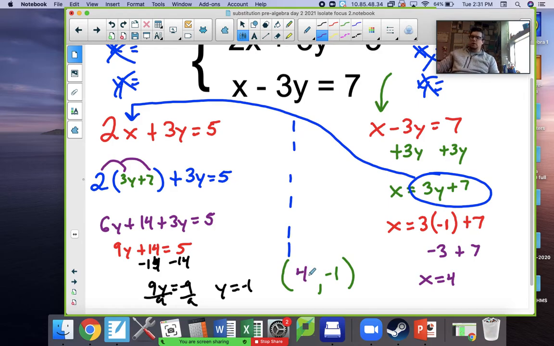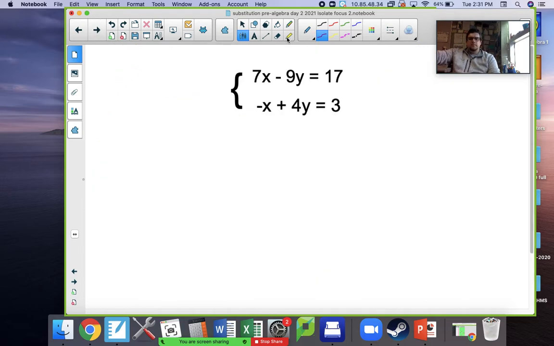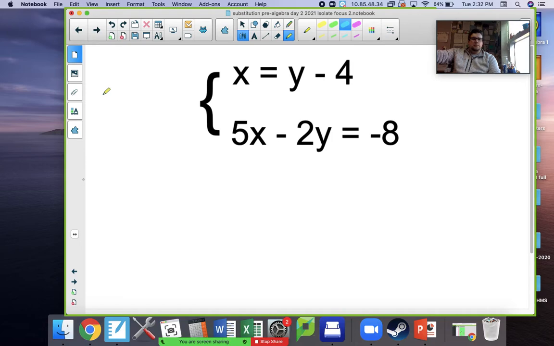So I want to quickly go through. We're going to do one more full problem, but I kind of want to look at which letter would be the best for us to get by itself. So this next one, best choice, this x right here, because it doesn't have a number attached to it. And this one, you wouldn't have to get anything by itself because there's already an x equals.